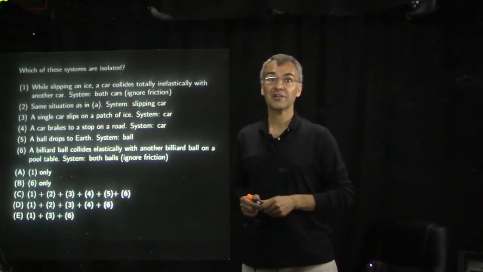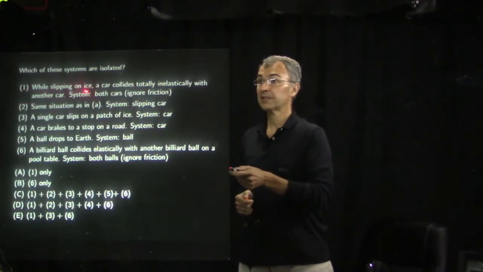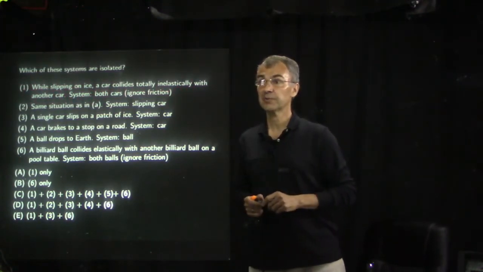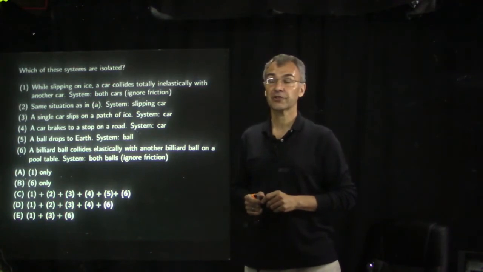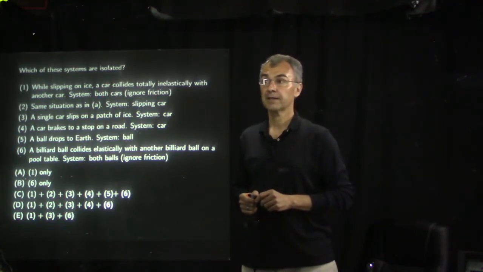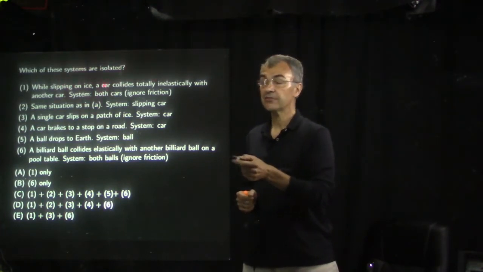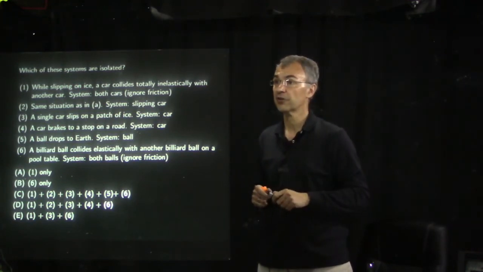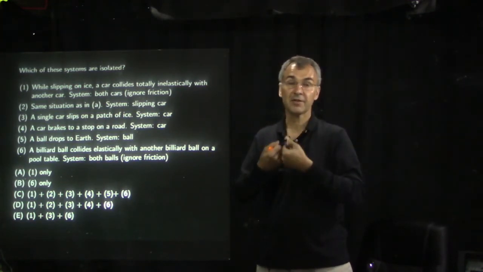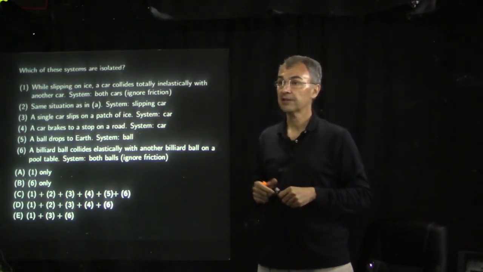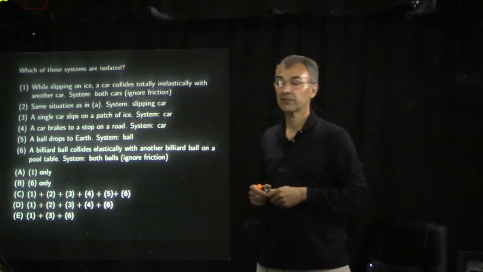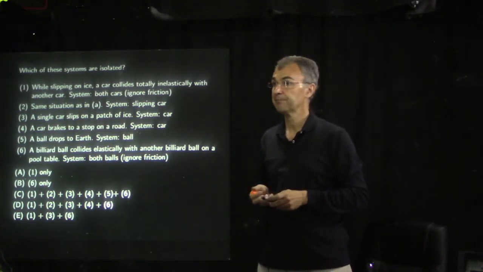Which of these systems are isolated? While slipping on ice, a car collides totally inelastically with another car. The system is both cars, and we ignore friction. I think that's isolated. It's on ice, so there's no horizontal interaction with the earth. The two cars are only interacting with each other. So I would say, looking at the x variable, the horizontal coordinate, the system is isolated. That looks good to me.